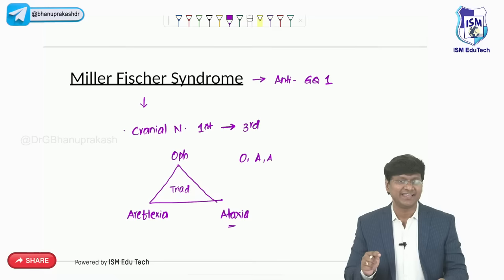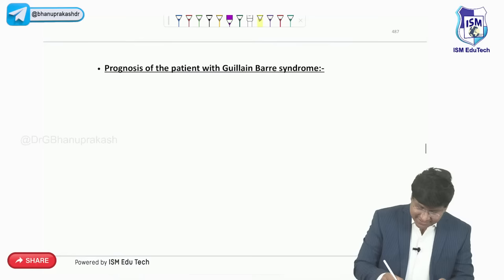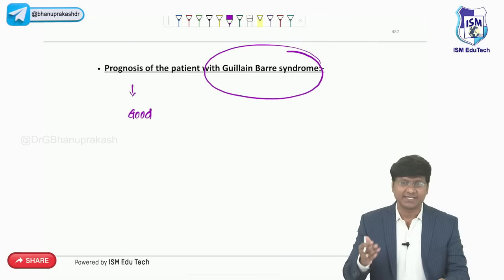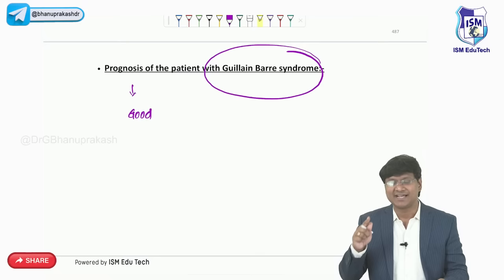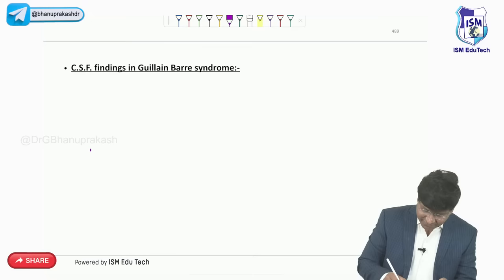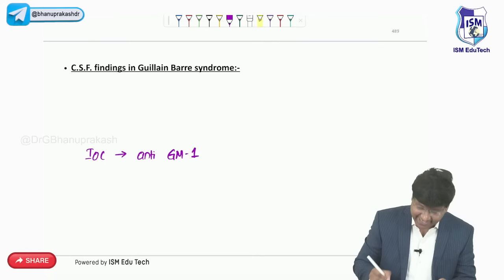Then followed by that, how will be the prognosis in patients with the Miller-Fisher syndrome? So the prognosis in case of Guillain-Barré syndrome, it will be the good prognosis. Within almost 4 to 8 weeks, the individual will recover back. But the only thing, the recovery will occur in reverse fashion. That means the upper limb will recover first, then trunk muscles, and then lower limb muscles will recover last. And what is very important is the investigation of choice in case of Guillain-Barré syndrome. Investigation of choice in case of Guillain-Barré syndrome will be anti-GM1 antibody. That will be the investigation of choice.